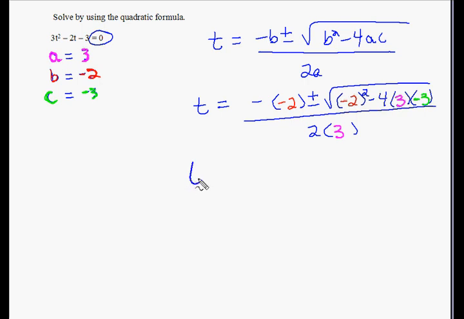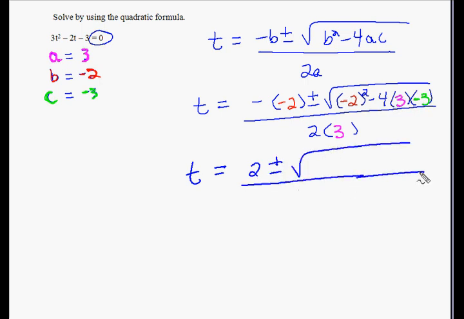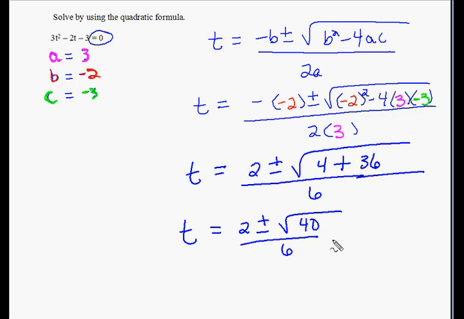Let's clean this up. I have a tendency to do it in a couple of steps. A negative negative 2 is positive 2, plus or minus the square root of, all divided by 6. And then I'll do this. Negative 2 squared is 4. And I'll do all this multiplying. 3 times 3 is 9, times 4 is 36. And I notice that there are 2 negative signs, so now it's a plus. t is equal to 2 plus or minus the square root of 40 over 6.